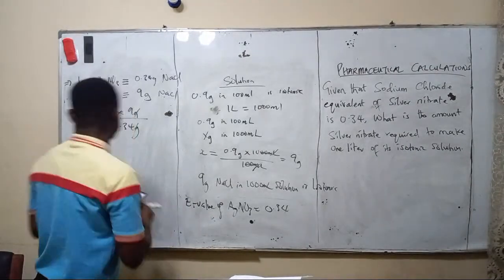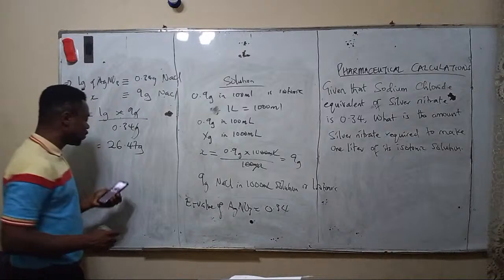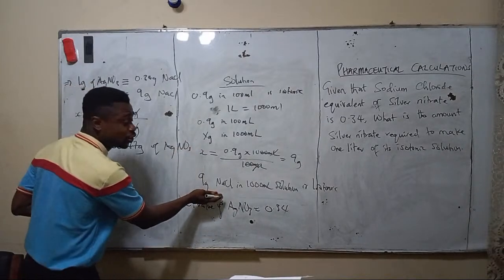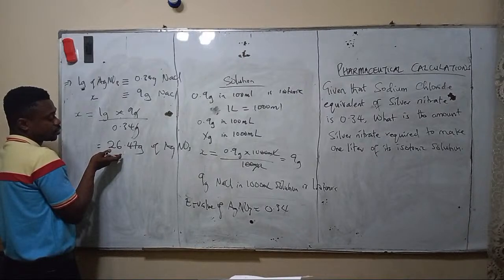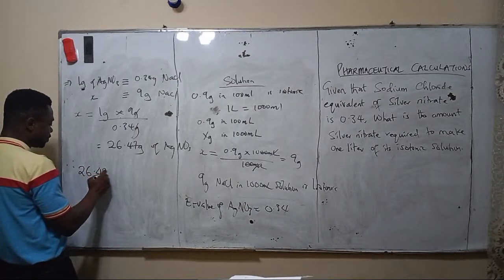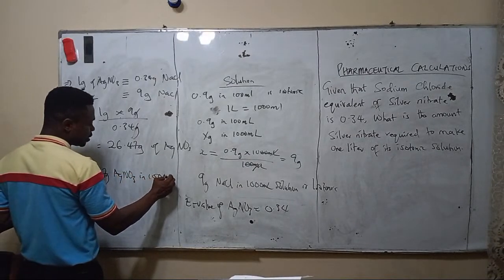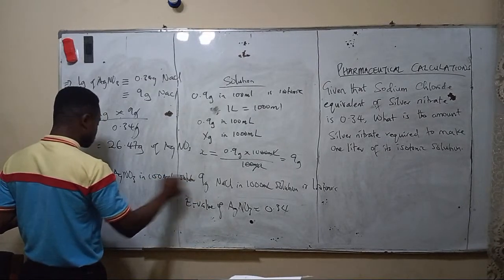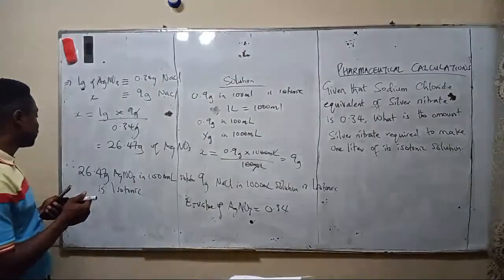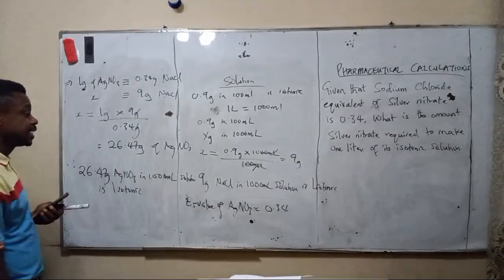26.47. So we have 26.47 gram. So 26.47 gram of silver nitrate. We have moved 9 gram of sodium chloride to silver nitrate. Therefore, 26.47 gram of silver nitrate in 1,000 ml solution is isotonic. 26.47 gram of silver nitrate in 1,000 ml solution is what? Isotonic.